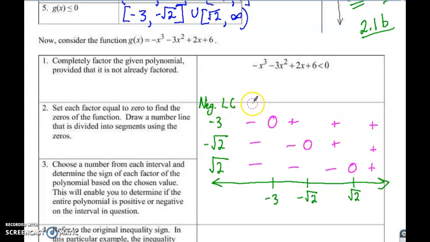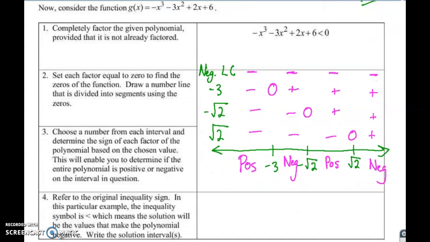But with the negative leading coefficient, it's going to flip everything upside down. So I just put in a bunch of negatives. So as I multiply straight down, 4 negatives makes a positive. 3 negatives make a negative. 2 negatives make a positive. And 1 negative makes it negative. Again, think of it as negative times negative times negative times negative. Negative times positive times negative times negative. Negative times positive times positive times negative. Negative times positive times positive times positive.